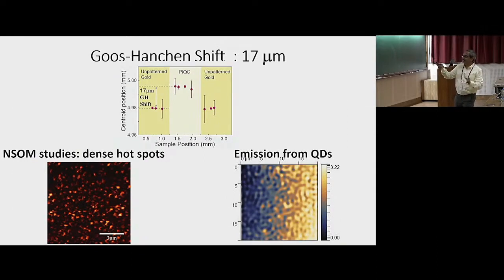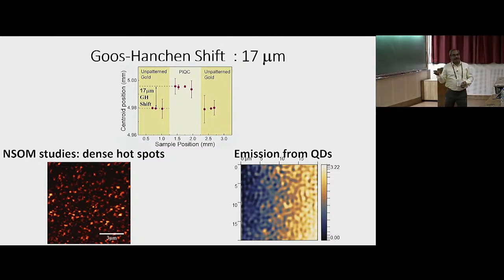I'll just show one more thing, which is the sample. This is the unpatterned gold, and the quasi-periodic pattern is inside this region. Now we come with a beam, and we measure the Goos-Hänchen shift, as Nirmalya mentioned in his talk. Basically we measure the shift in the beam position.